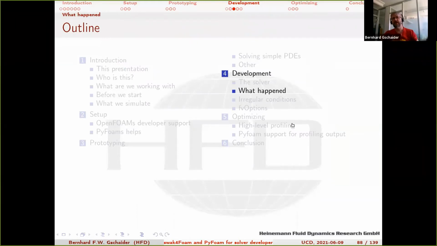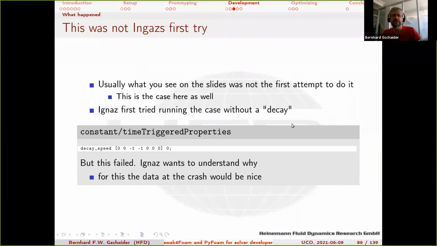So I was cheating. Usually when people show their presentations, they cheat, they show interesting results, and the interesting results were not the first results that they had. In between, they had terrible solver crashes, they had wrong physical results. The same happened to Ignaz. When he started, he said, okay, I can make it without this decay. I'm setting the decay speed to 0, so that there's not going to be a decay. The fluid will leave anyway, and I'll be fine.